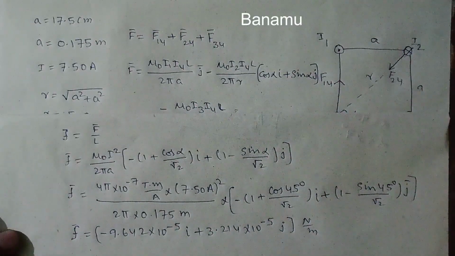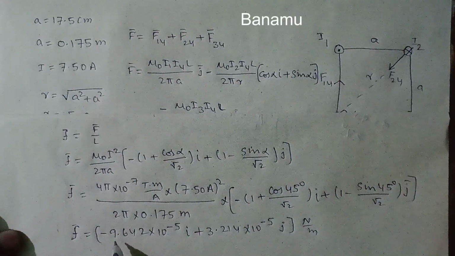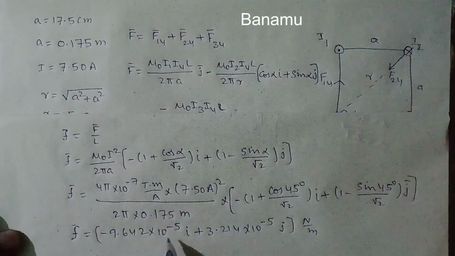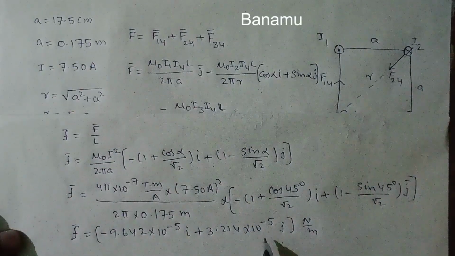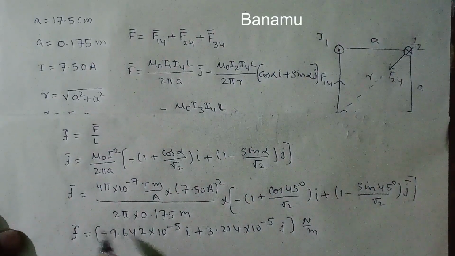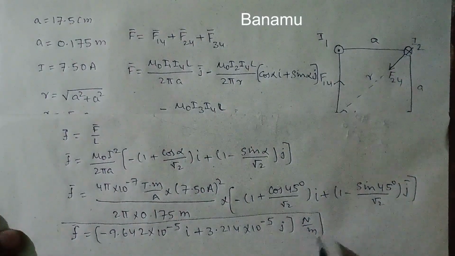The vector notation of the magnetic force on wire 4 is F bar equal to minus 9.642 into 10 to the power of minus 5 i bar plus 3.214 into 10 to the power of minus 5 j bar newton per meter. This is the net force acting on wire 4.